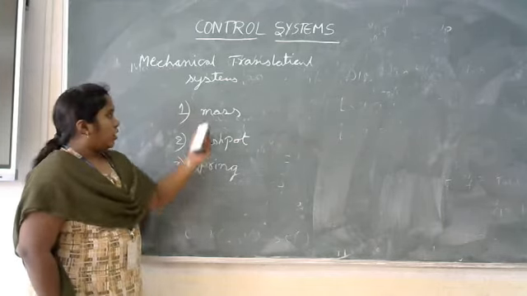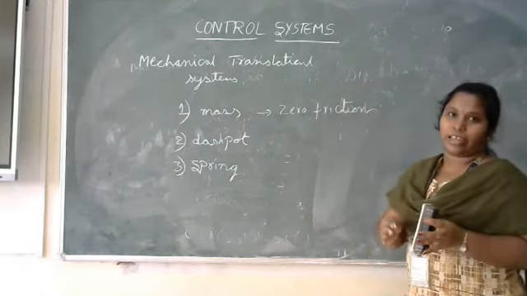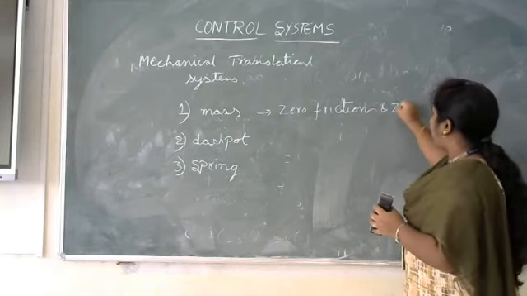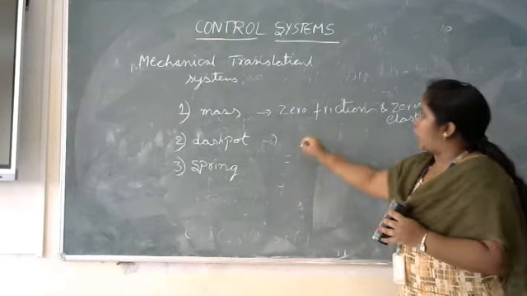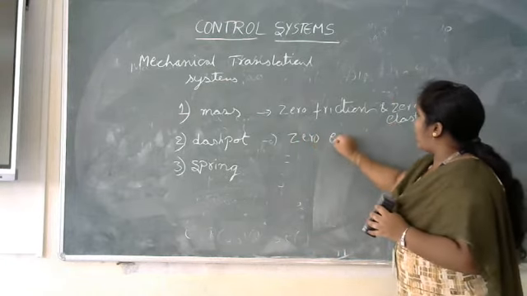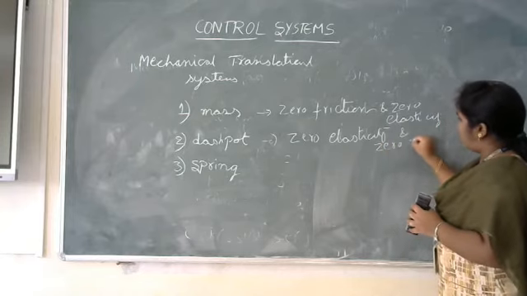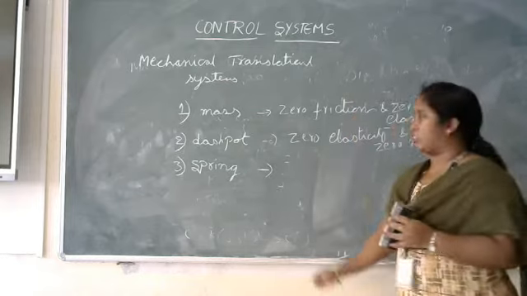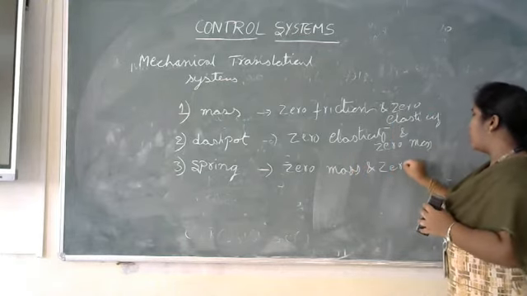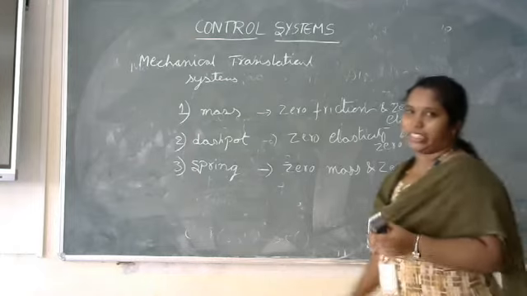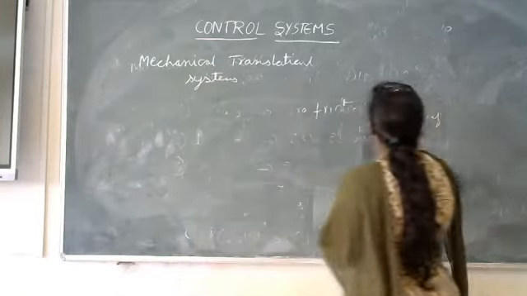For the mass element, there exists zero friction and zero elasticity. You have to take a mass element that has zero friction and zero elasticity. Coming to the dashpot, you have to consider a dashpot having zero elasticity and zero mass. And coming to the spring, you have to consider zero mass and zero friction. Now we will see in detail about these elements. The first one is the mass element. How can you draw a mass element? I will show you.